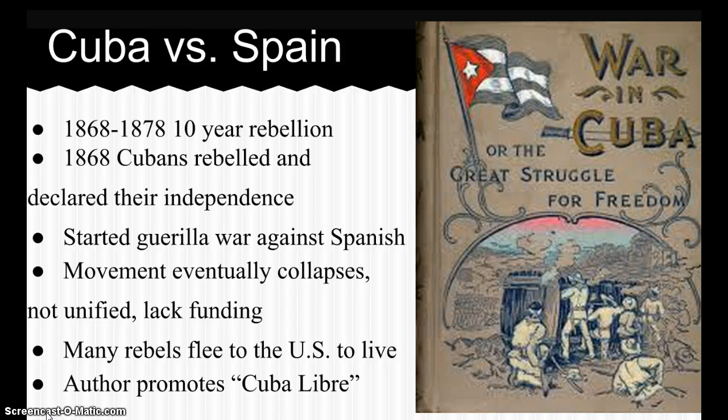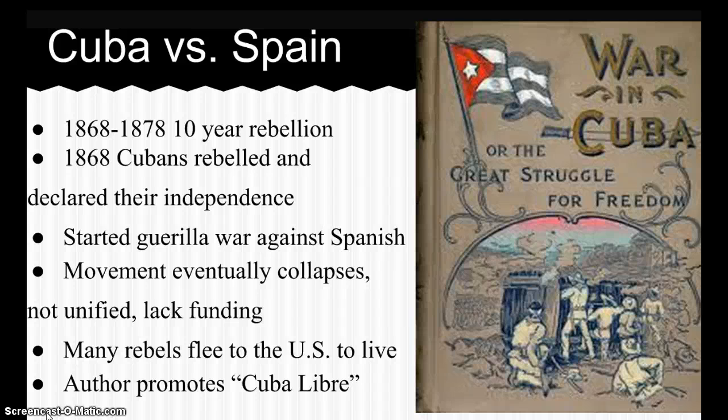It's important to note, guys, that in 1868 the Cubans rebelled and declared their independence. They started a guerrilla war against the Spanish. But within 10 years, I need you to put down that the movement did collapse. It wasn't united, they didn't have funding, and many rebels did flee to the U.S.